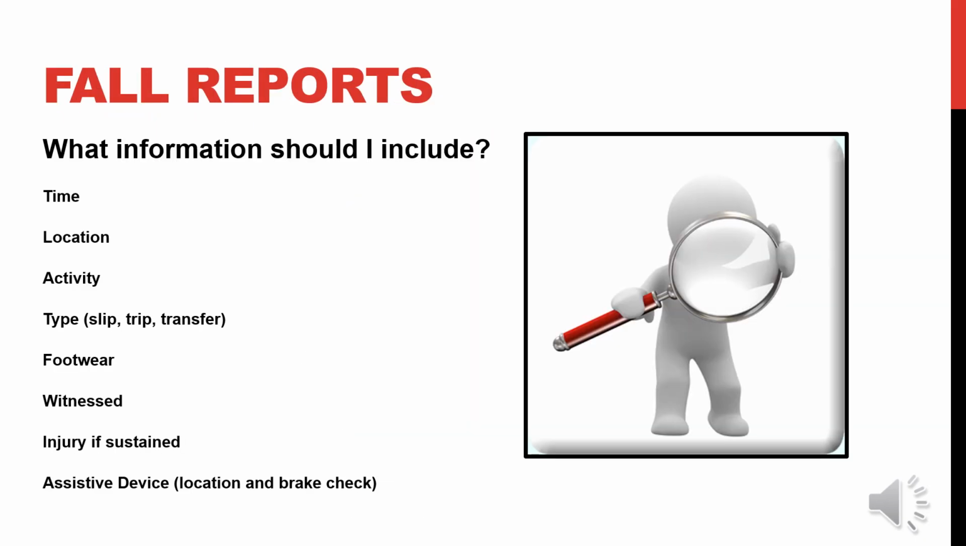All client falls must be reported at Cheers. Falls are tracked on GoldCare, and the reports should include the time of the fall, location, the activity that the client was participating in, the type of fall, for example, was it a slip, a trip, a transfer, a slow fall, a seizure, and so on. The footwear that the client was wearing, was it witnessed or unwitnessed? And were they using an assistive device at the time? And if so, were the brakes on?